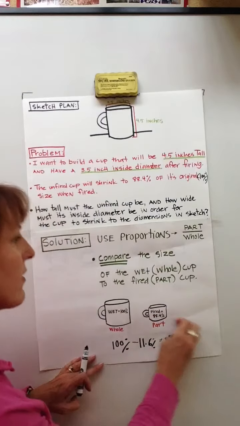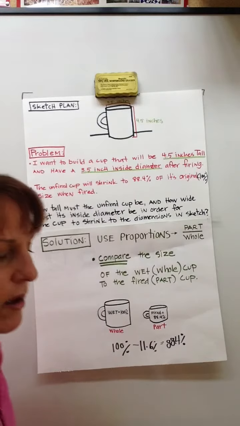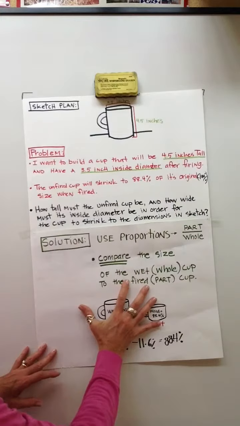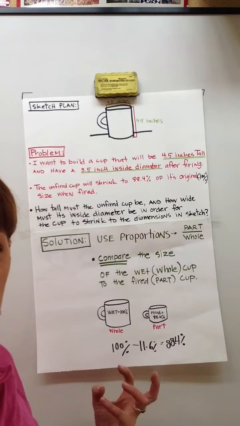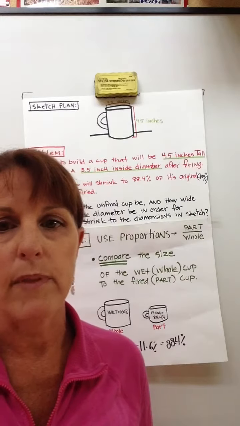Once again, this is your given information, okay? So, we've gone through the word problem. We've talked about the given information. Now I want to tell you how to set up the problem to figure out how big you need to build that cup, okay?